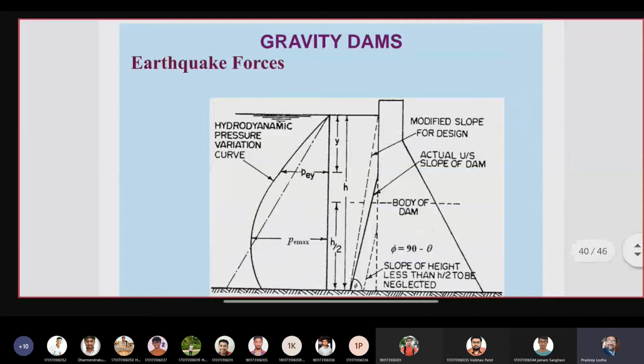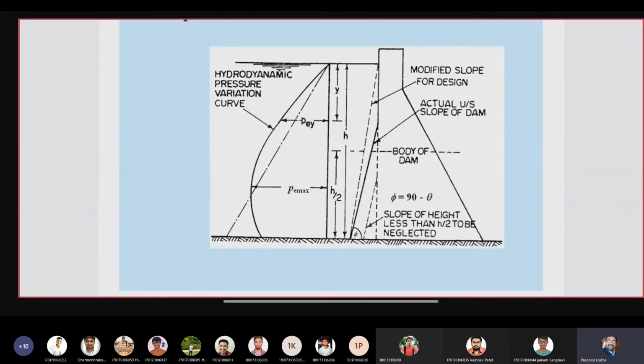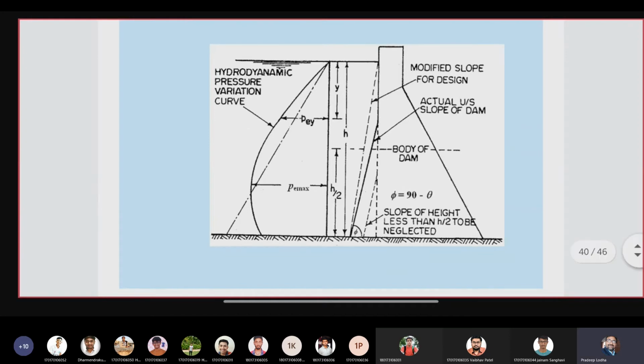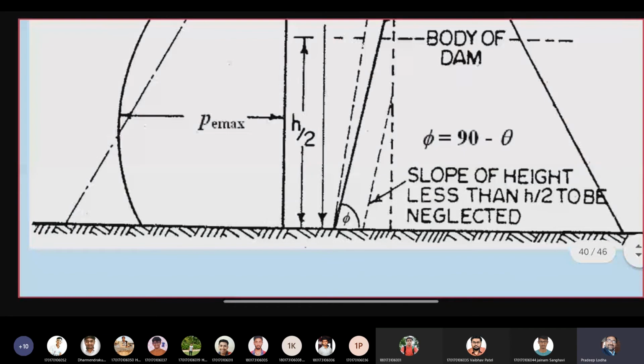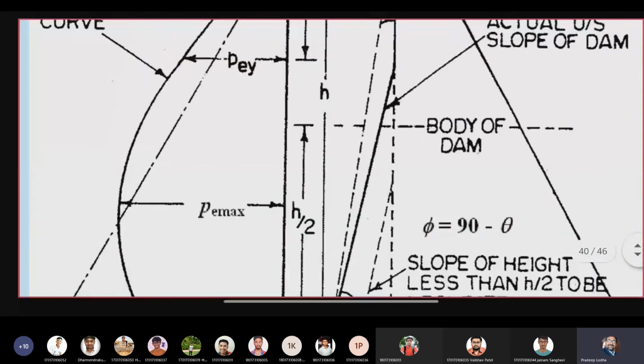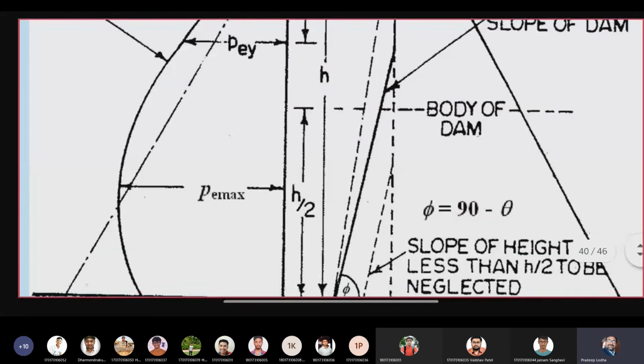Okay, so this gives you the diagram of a gravity dam which has a theta angle with the upstream face. Phi is mentioned here, and phi is equal to 90 minus theta, where theta is the angle the upstream face makes with the vertical. You can see phi here, and this phi is with the horizontal. So phi is equal to 90 minus theta, where theta is the angle of the upstream face of the dam.